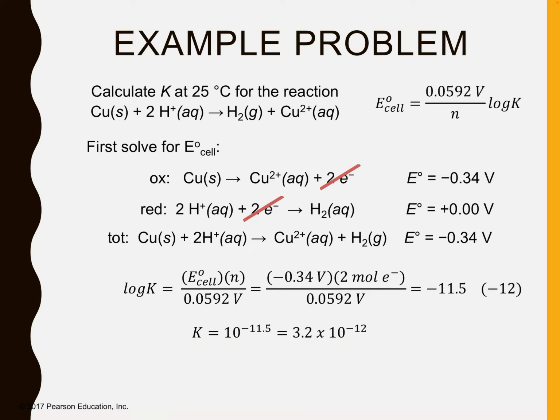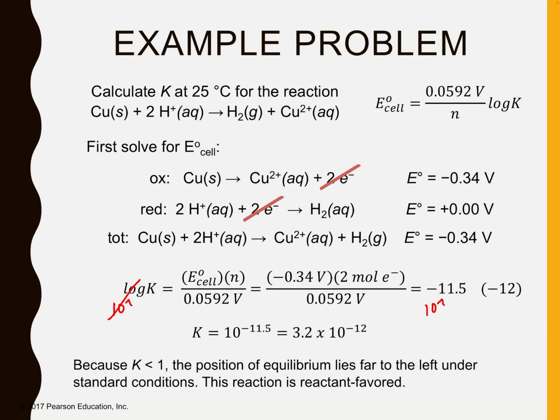Okay, and then to get rid of the log, remember you always do 10 to the log, right? And so we're doing 10 to the negative 11.5. And then I've rounded my final answer, though, for the proper significant figures, 3.2 times 10 to the minus 12.